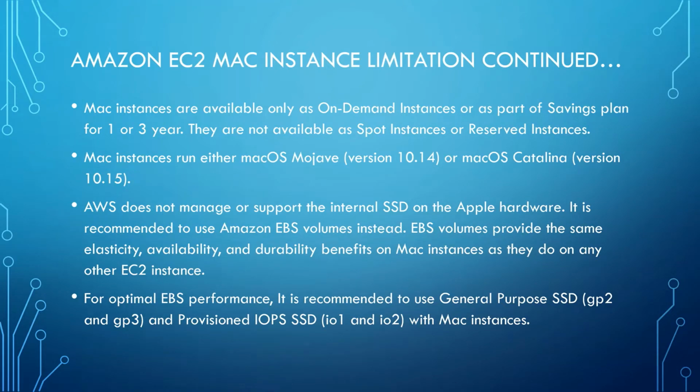AWS does not manage or support internal SSD on the Apple hardware. It is recommended to use Amazon EBS volumes instead. EBS volumes provide the same elasticity, availability, and durability benefits on Mac instances as they do on any other EC2 instances. For optimal EBS performance, it is recommended to use general purpose SSD, that is gp2 or gp3, or provisioned IOPS SSD, that is io1 or io2 with Mac instances.